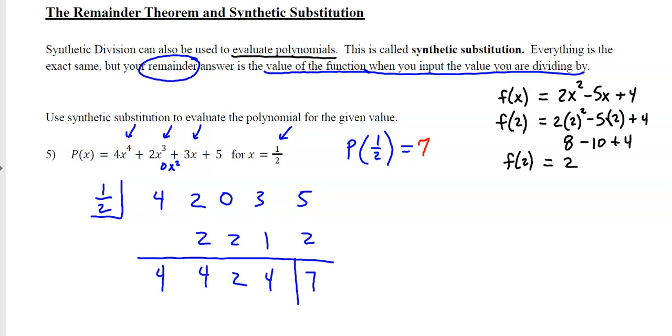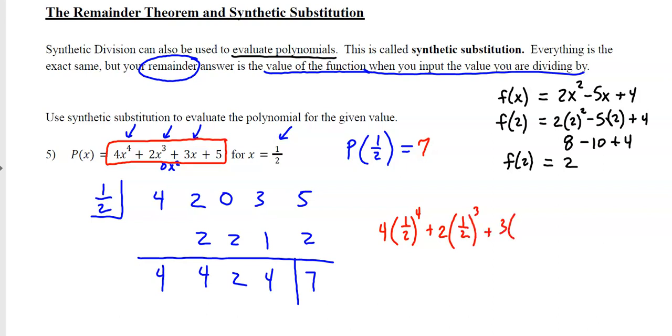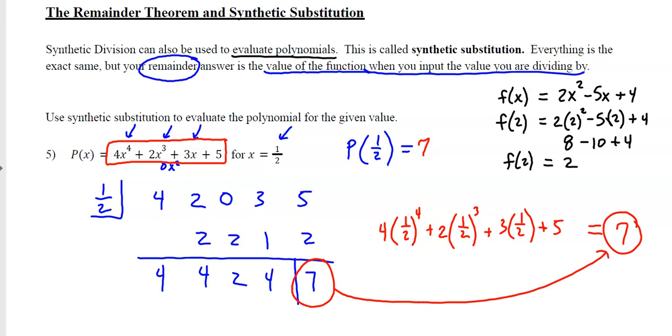Now we could verify that. I could go back here and stick 1/2 in and say 4 times 1/2 to the 4th power plus 2 times 1/2 to the 3rd power plus 3 times 1/2 plus 5. I could either do all that by hand or do it on a graphing calculator. And if we did everything right, it should shake out to be 7. So the remainder theorem just says that the remainder is the value when you plug this in. It's kind of like another way to cheat and get the evaluation without actually plugging it in.